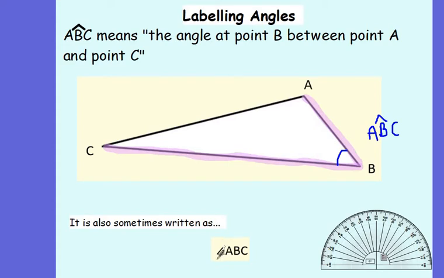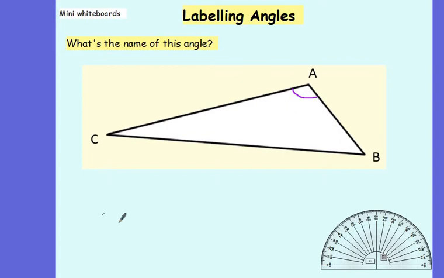This can also be written just as below. Sometimes you'll get a worksheet which will have a little angle sign and we'll say ABC. It means the exact same thing as when there's a little hat on the middle letter. So Year 7, in your light blue books, what's the name of this angle? Pause the video, have a little think.